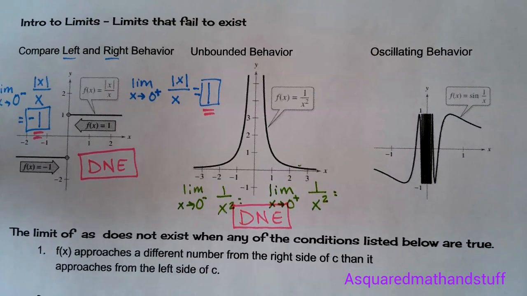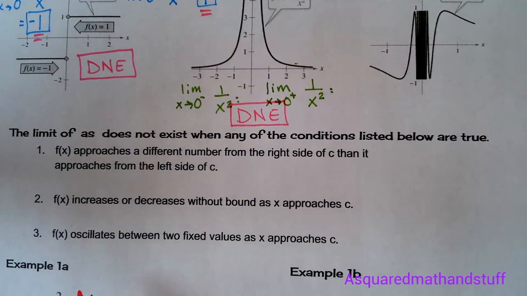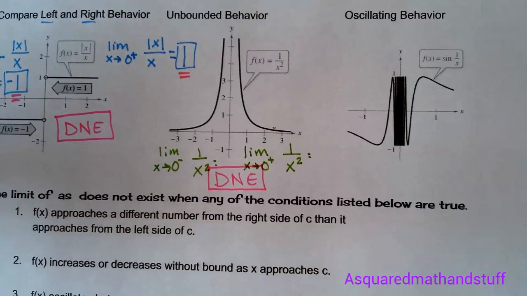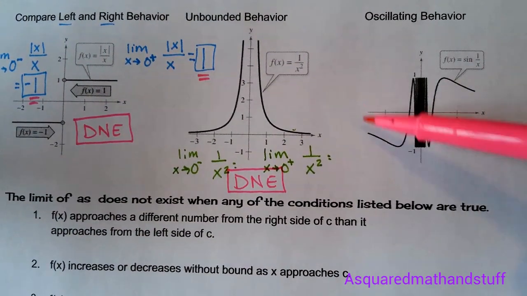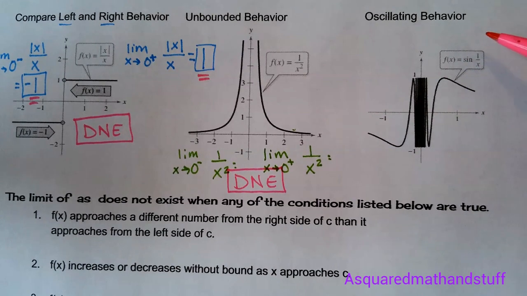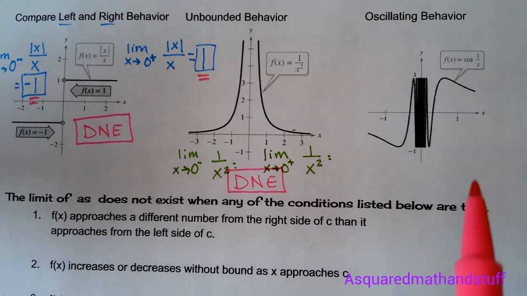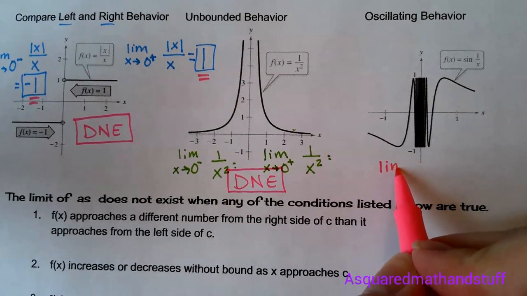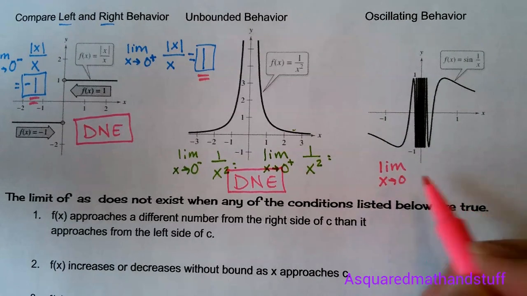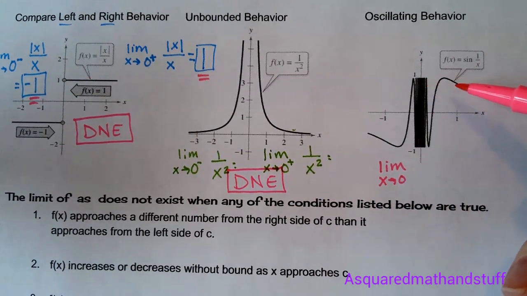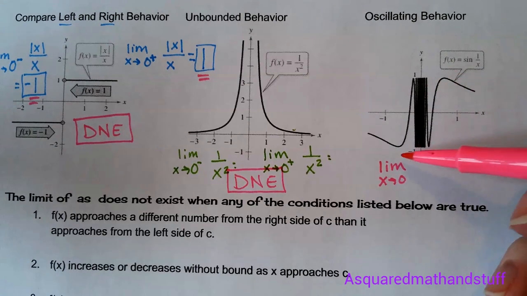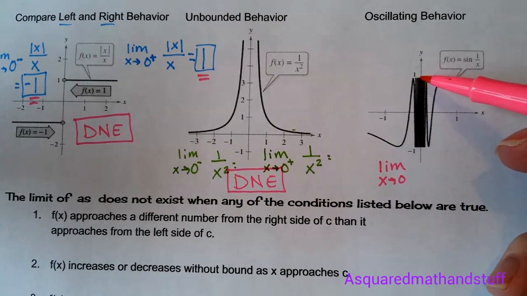The third case is when we have an oscillation. So f of x oscillates between two fixed values as x approaches some value c. The graph that I have here for you to look at is f of x equals sine of 1 over x. Again, we're going to look at x approaching 0. If we approach 0 from either the left-hand side or the right-hand side, what happens is we oscillate back and forth between 1 and -1.